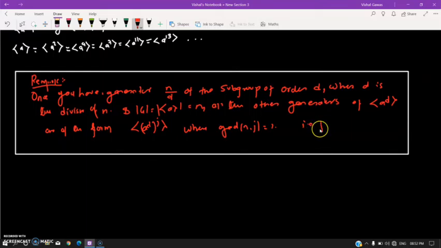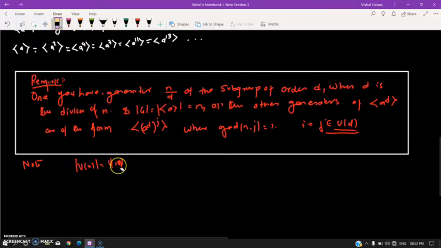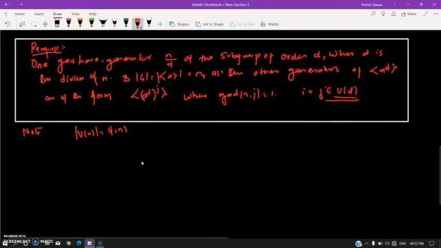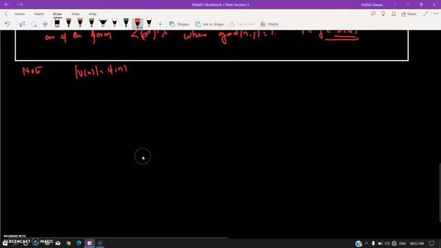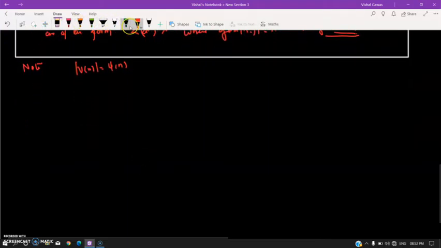Let me note this: the order of U(n) is phi of n. Sorry, I'm in that same zone, so it's n. But everybody must be knowing this by now, that the order of U(n) is phi of n, and it's a very important function in our study. Let's look at that.